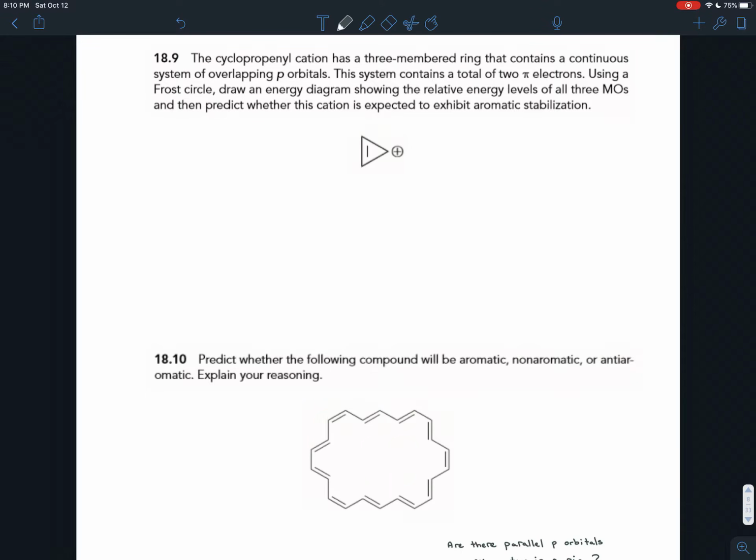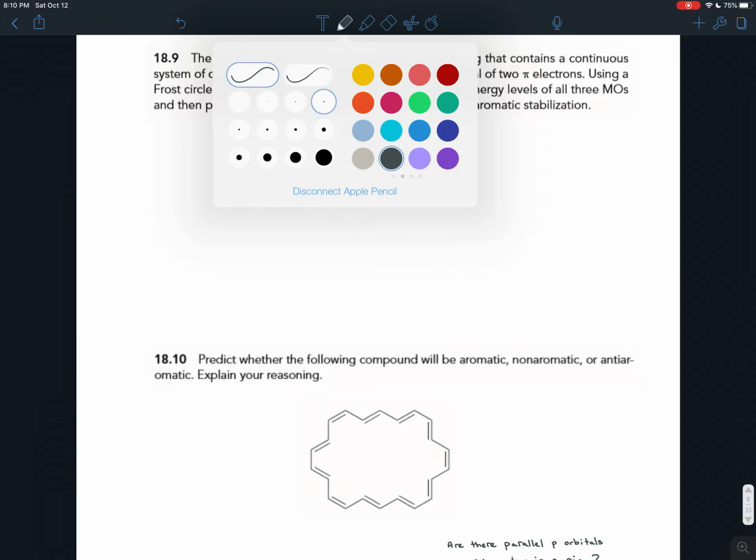Exercise 18.9 is really just asking us to draw a frost circle and to see how we can use that to predict the stability of a molecule. Let's just read it together. It says the cyclopropenyl cation has a three-membered ring that contains a continuous system of overlapping p orbitals.